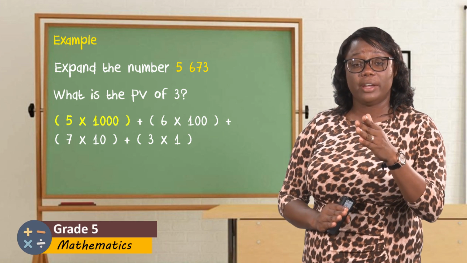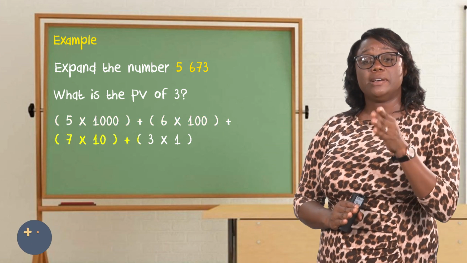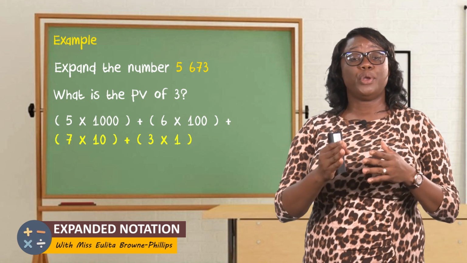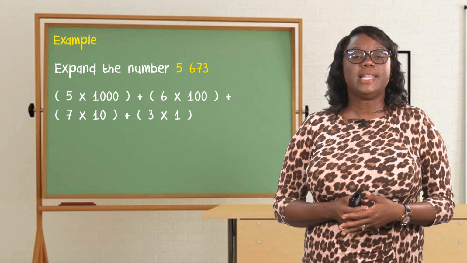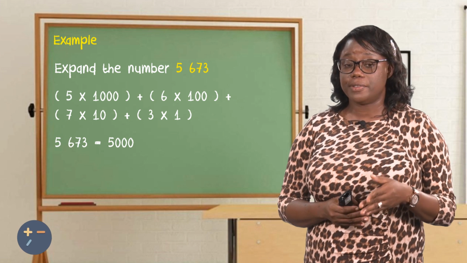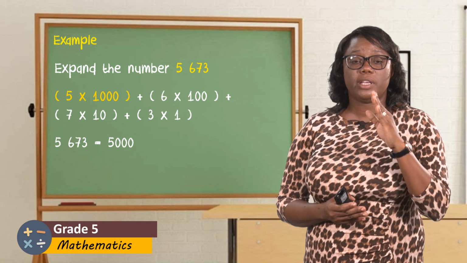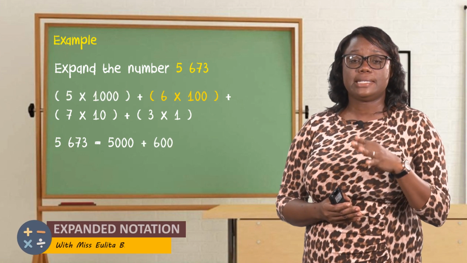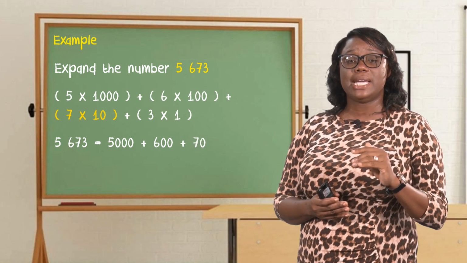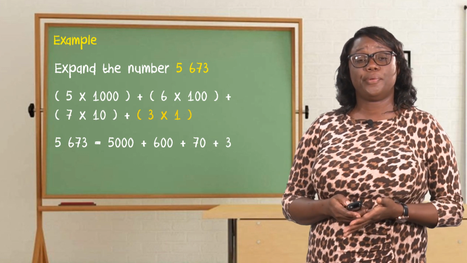Now you see we have there 5 times 1,000 plus 6 times 100 plus 7 times 10 plus 3 times 1. So we're now going to work it out. Good. So let's expand our number. 5,673 equals 5 times 1,000 will give us 5,000 plus 6 times 100 will give us 600 plus 7 times 10 will give us 70 plus 3 times 1 will give us 3.